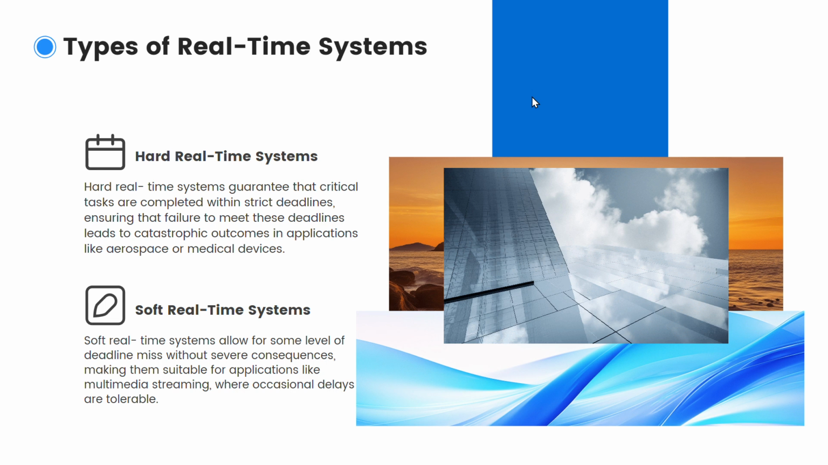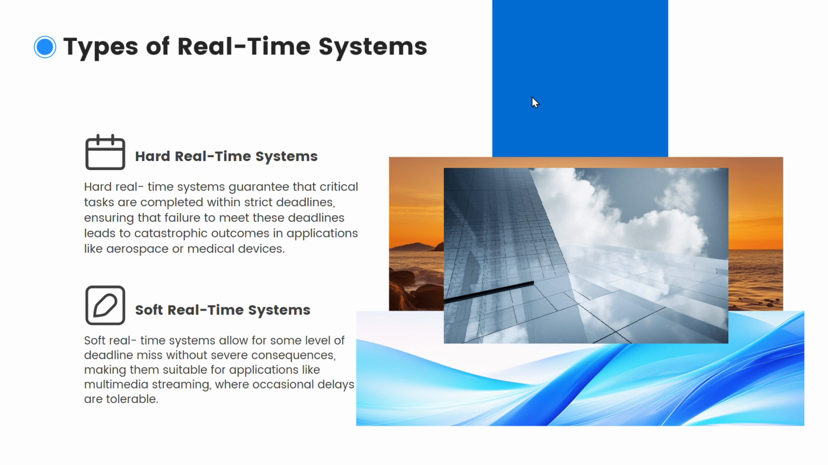Now soft real-time systems. A soft real-time system allows for some level of deadline miss without severe consequences, making them suitable for applications like multimedia streaming, where occasional delays are tolerable. The definition of soft real-time OS: meeting deadlines is important, but occasional delays are tolerable. The system degrades gracefully if deadlines are missed. Example applications: multimedia streaming, video conferencing, online gaming, telecommunication, automotive systems. Examples of soft RTOS: Windows CE, Linux with RT patches, embedded Linux.